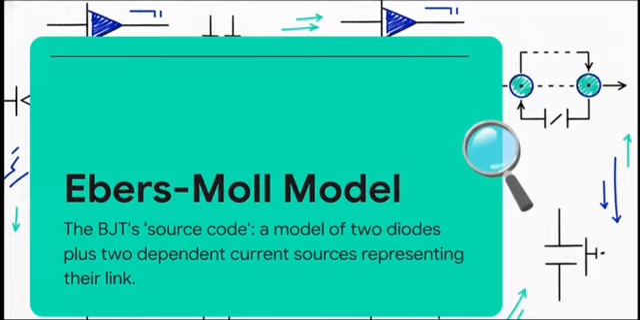A BJT is not just two diodes, it's two diodes plus that ghost connection, which the model describes as two dependent current sources. Now, what does that fancy term mean? It's simple, really. It just means the current flowing in one part of the transistor is grabbing the controls for the current in another part. It's this link that lets us predict exactly what a transistor is going to do.